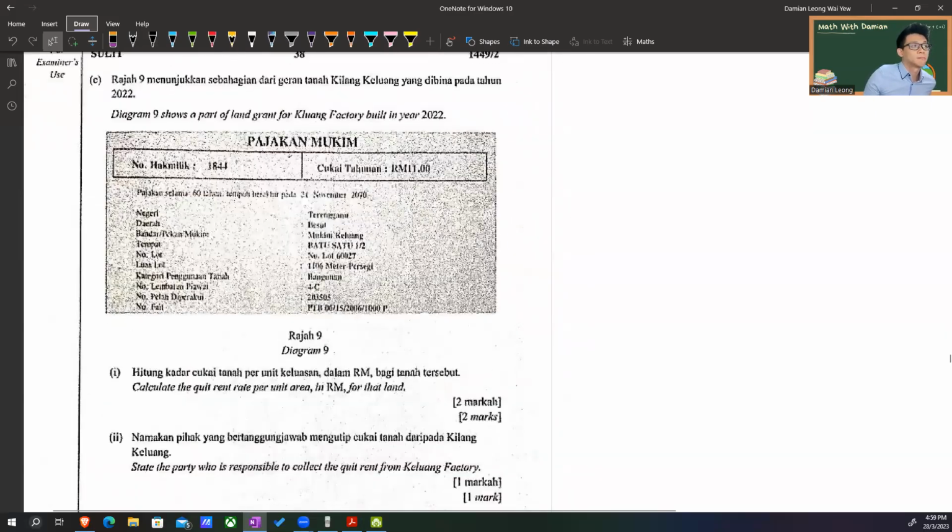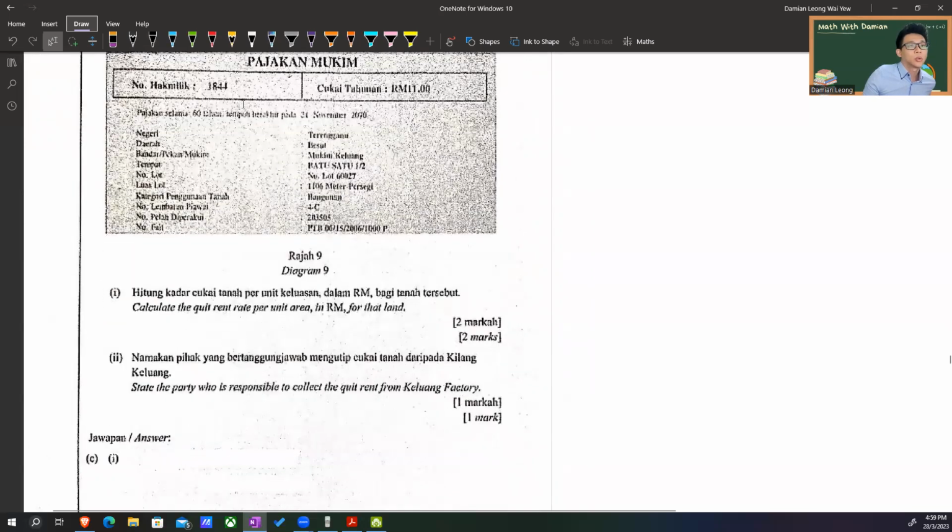Part C. Diagram 9 shows part of the land grant for Keluang factory built in year 2022. Calculate the quit rent rate per unit area for that land.